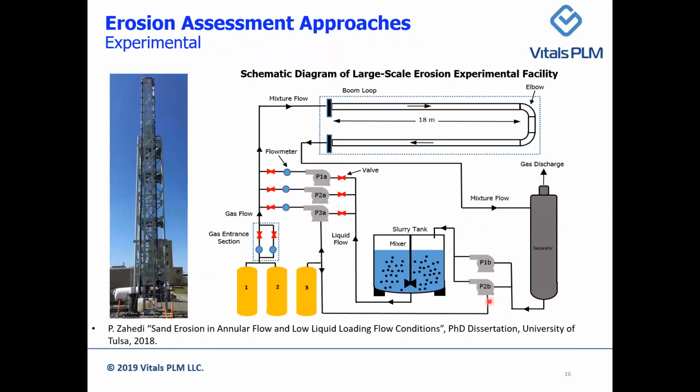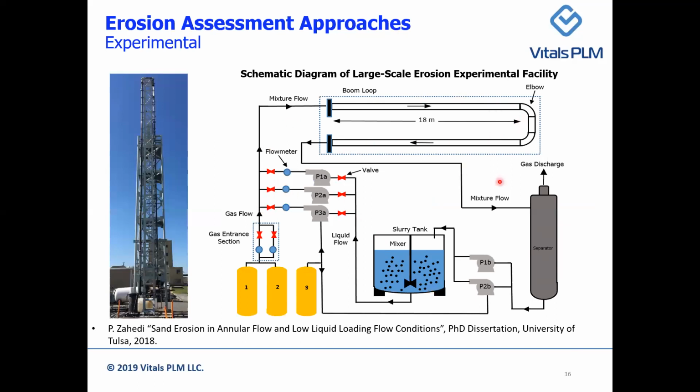And here, this picture is showing a large-scale erosion test in elbow geometries. This flow loop is designed and constructed at the University of Tulsa's Erosion Corrosion Research Center, and it is used for conducting erosion tests in multi-phase flow conditions. Water mixes with sand particles in this tank, and then this mixture is pumped and mixed with air before entering the test section and this loop.